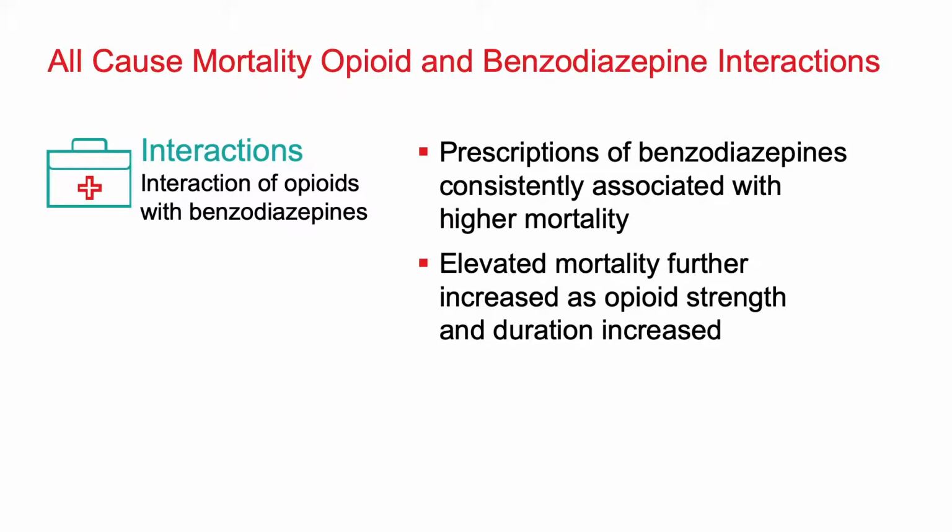What we found from our research is that individuals prescribed benzodiazepines consistently exhibited higher mortality results than those without prescriptions of benzodiazepines. That elevated mortality did not remain level amongst opioid features. As the opioid strength and duration prescribed alongside benzodiazepines increased, the elevated mortality also increased.